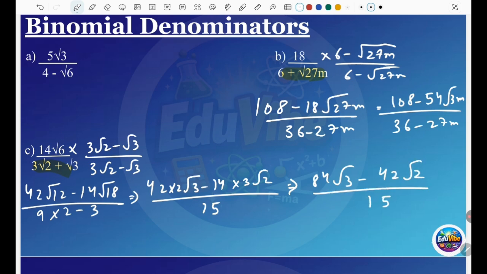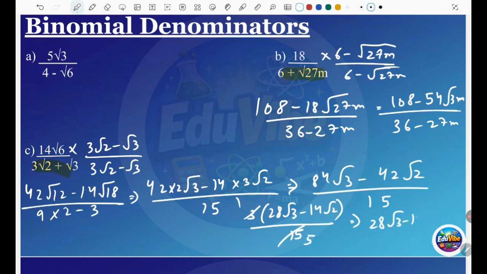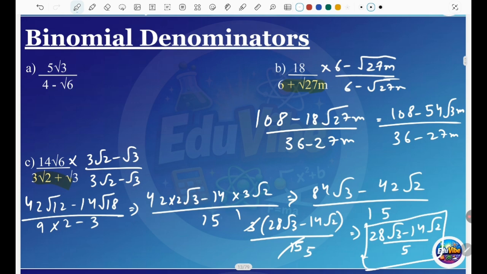You can take the common factor now. Not 8, 3. 3 in common in this. So with 3 in common, I get 28 root 3 minus 14 root 2 divided by 15. So you can cancel this. This goes to 1. So we get 28 root 3 minus 14 root 2 divided by 5. So why was there a space shortage? But you know how you can solve it.